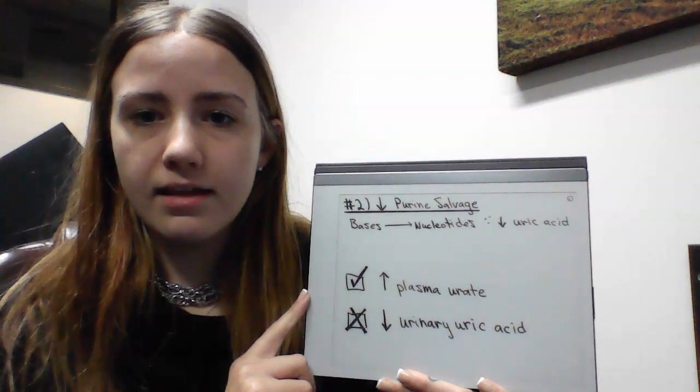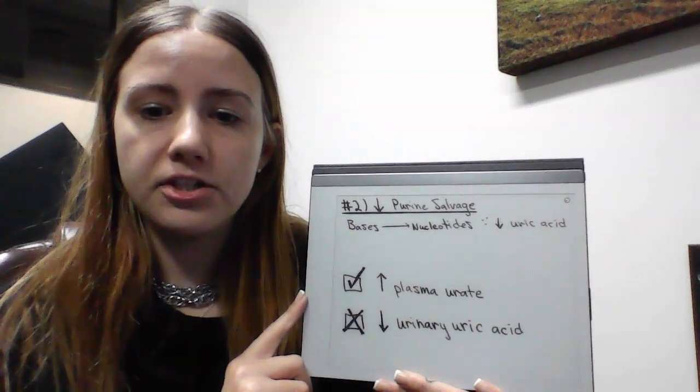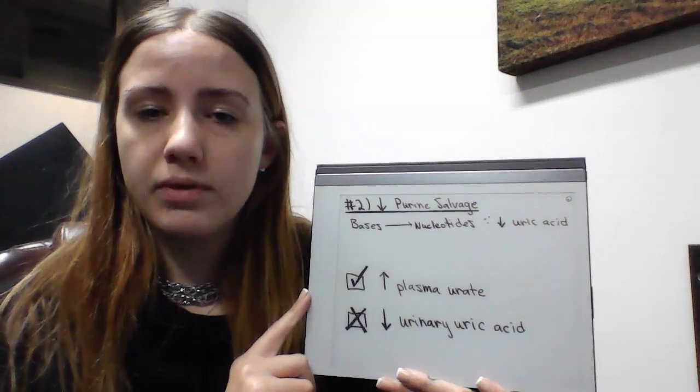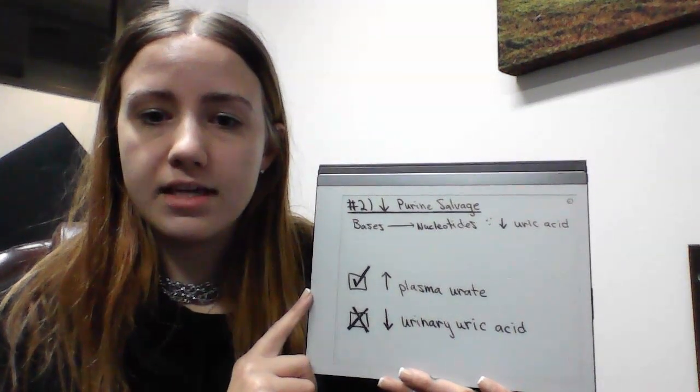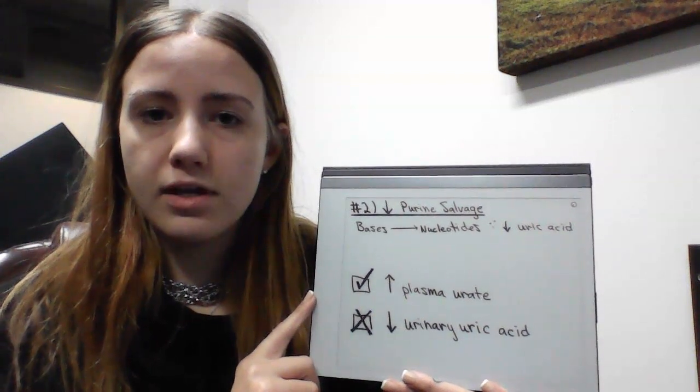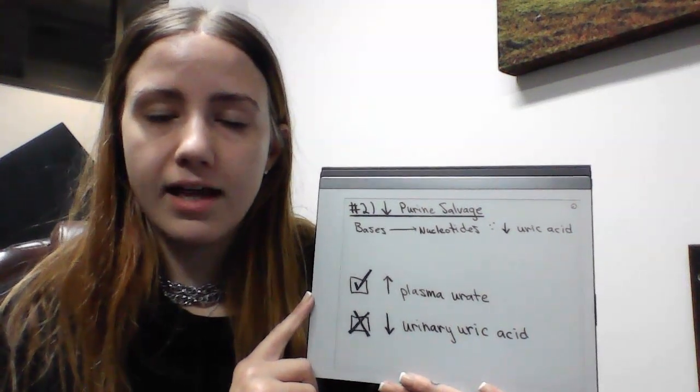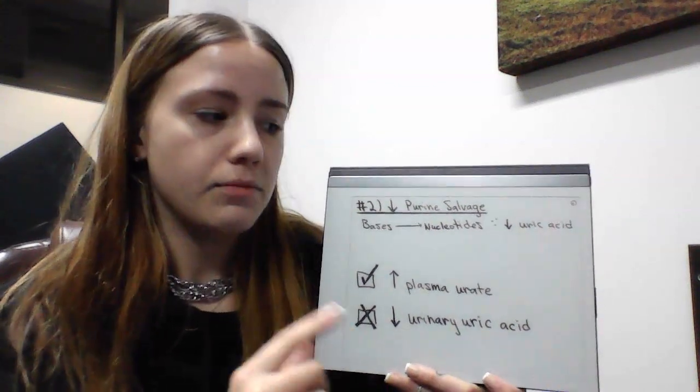Once again, if there were an increase in urinary uric acid, as would be expected if there were a decrease in purine salvage, then this would explain the increase in plasma urate that the patient presents with.